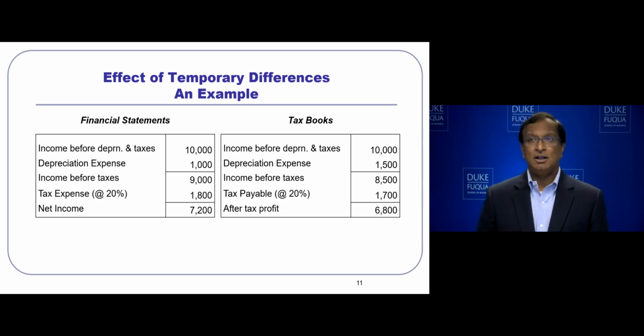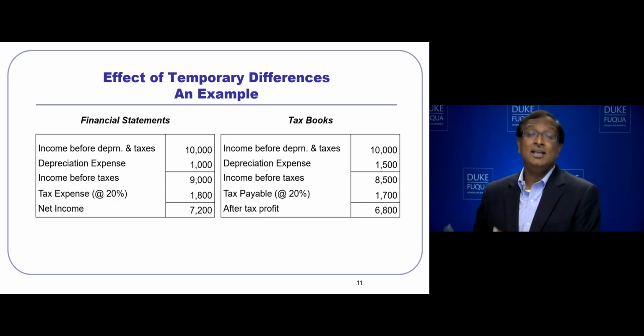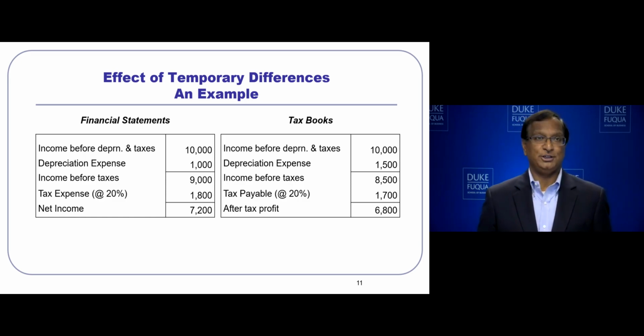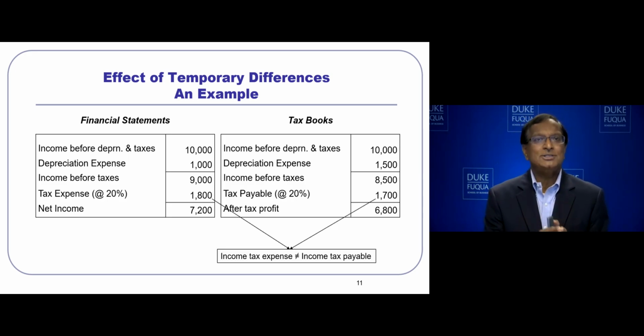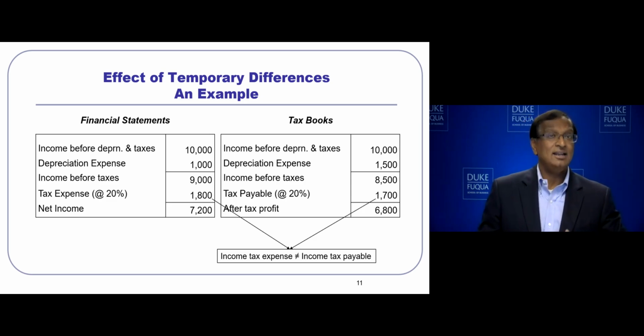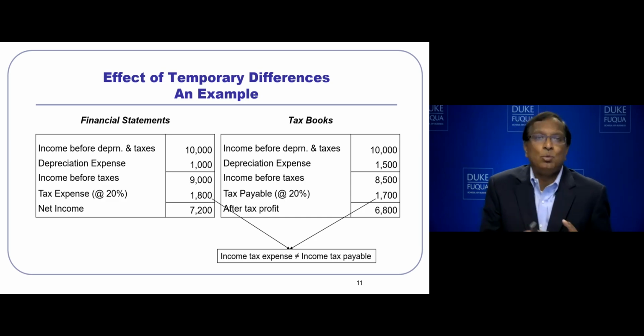However, in the tax books, we begin with the same income before depreciation and taxes. However, the depreciation expense is $1,500 because the tax code says, hey, you can take a bigger deduction in the first few years. So the income before taxes is now $8,500. So the tax actually payable to the tax authorities is only $1,700. So you can see the tax expense is not equal to taxes payable. In fact, the taxes that are payable is less than the amount actually economically owed. So when a firm pays less than what it economically owes, you can imagine there is a liability in the books, which we'll discuss in a second.